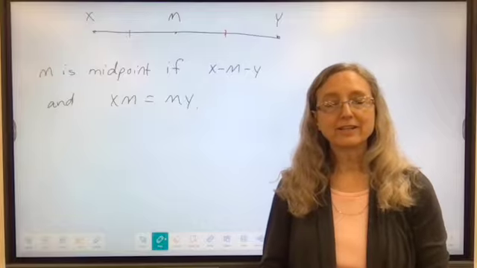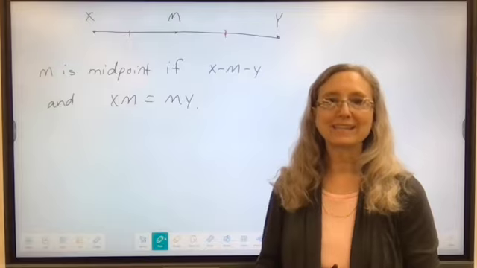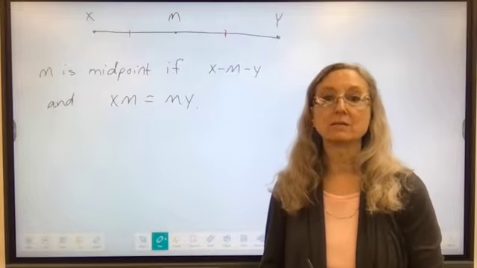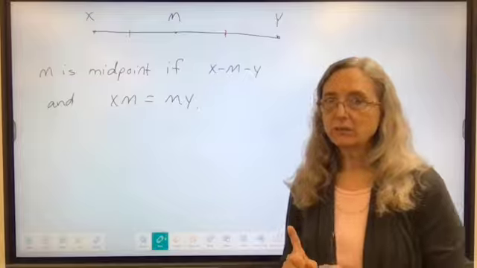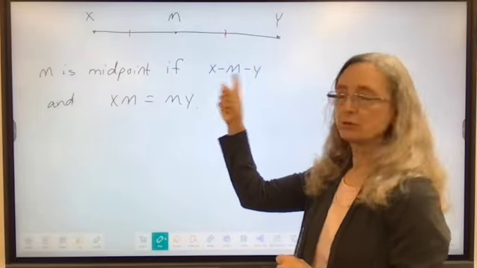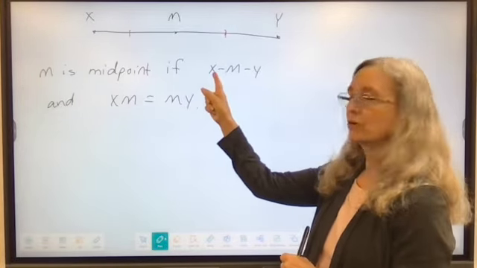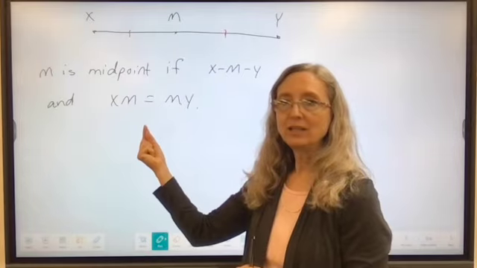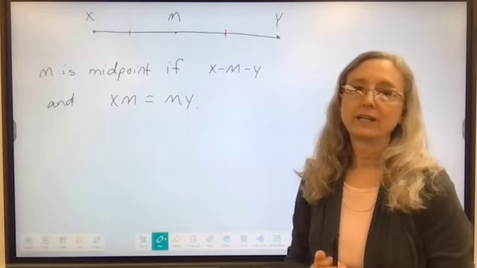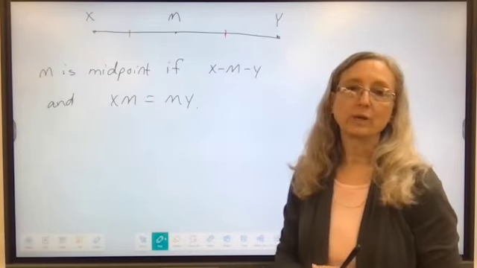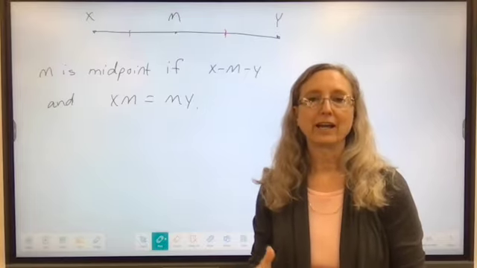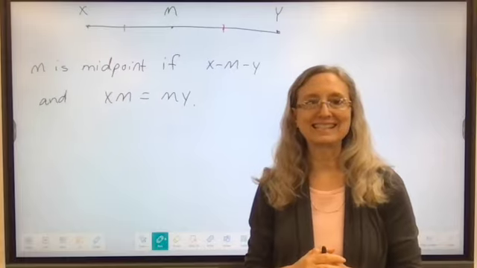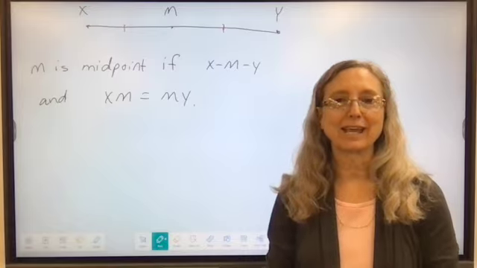Okay, here's another segment with 3 points, X, M, and Y. And now I'm going to tell you that M is the midpoint. It is the midpoint if M is between X and Y, so there is an order of X, M, and Y, and XM is equal to MY. Notice I marked that with these red tick marks to show you that those two segments are equal. Therefore, M is exactly in the middle between X and Y.